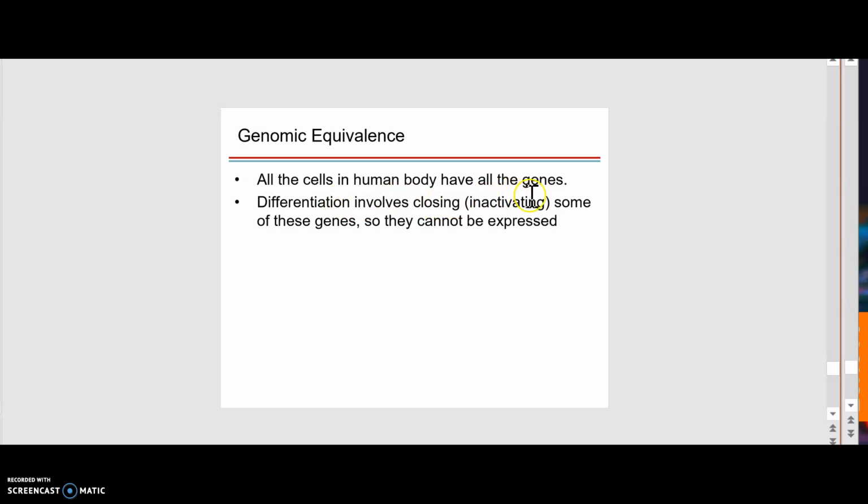Differentiation involves closing or inactivating some of these genes, which basically means that a kidney cell and a liver cell all have the same genes, but some of the genes in the kidney cells that the liver cell would use are inactivated, and vice versa. So all of them have the same genes, but differentiation involves inactivation of genes, which can involve zinc fingers, methyl groups, whole various things that can do that. Okay.